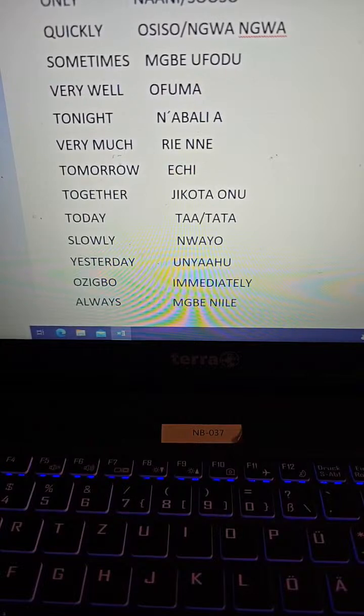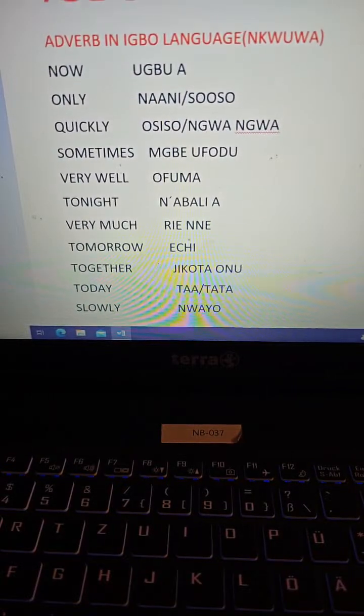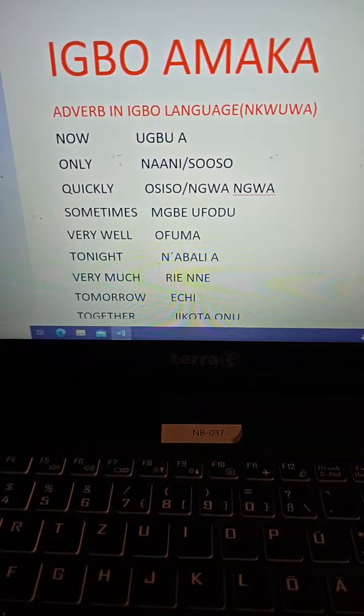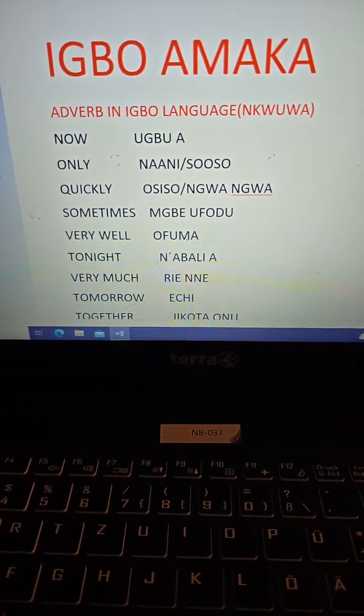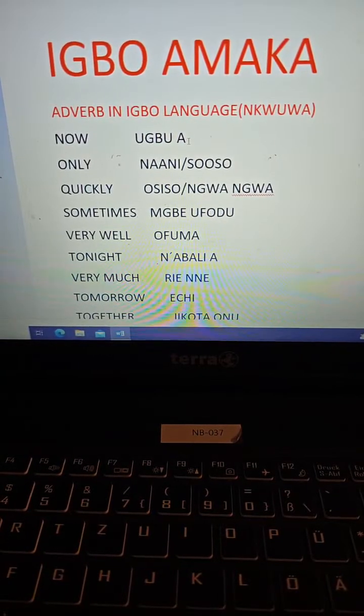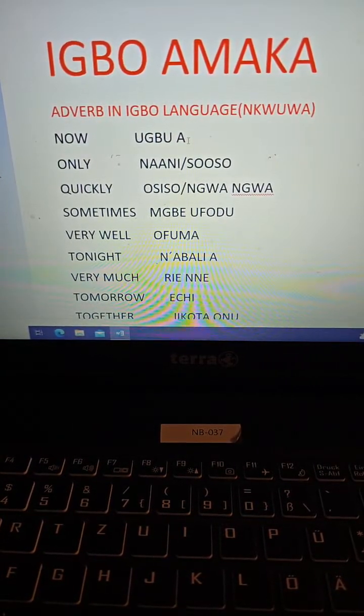So these adverbs are used to explain how things are or how things are being done. So for instance, we'll use one or two to make a sentence, and then I'll give you as an assignment to use the other ones to make a sentence. For instance, ugbua. Noun is ugbua. Now, let's make a sentence with ugbua in Igbo language.